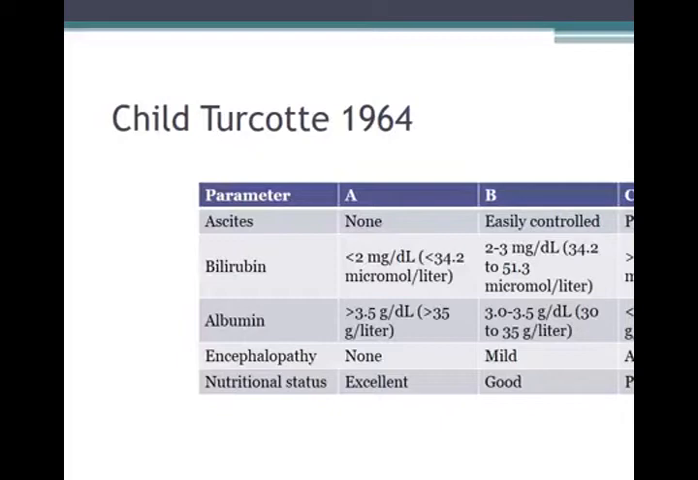Ascites: easily controllable ascites, and resistant ascites. Bilirubin: less than 2, between 2 and 3, or greater than 3. Albumin: greater than 3.5, 3.3 to 3.5, and less than 3. Encephalopathy: mild, advanced. And nutritional status is excellent, good, or poor.